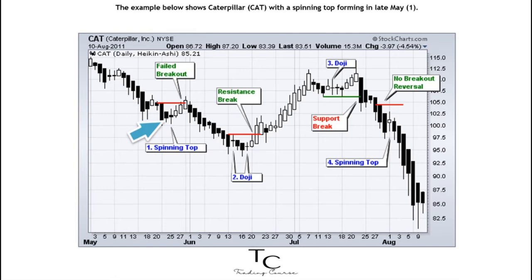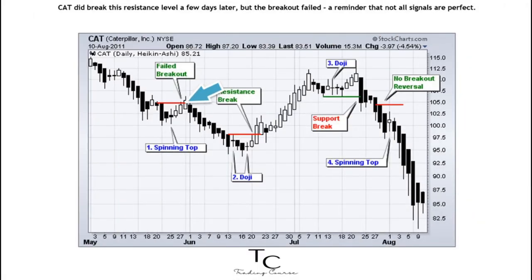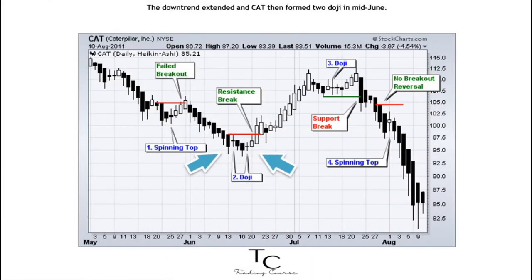The example below shows Caterpillar, CAT, with a spinning top forming in late May. The trend is clearly down, so a resistance level is set to define a reversal breakout confirmation. CAT did break this resistance level a few days later, but the breakout failed, a reminder that not all signals are perfect. The downtrend extended and CAT then formed 2 doji in mid-June.